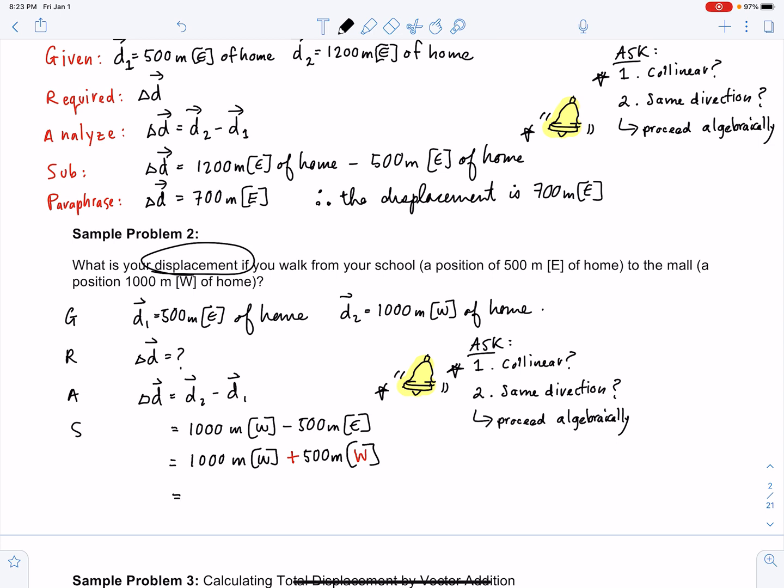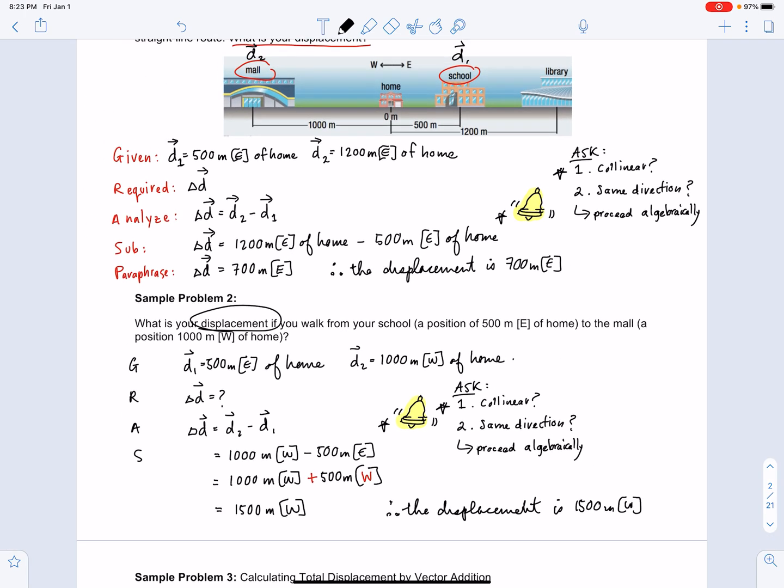Now they're both in the same direction. We have 1,000 meters west plus 500 meters west. So proceed algebraically. When you do so, you end up with 1,500 meters west. Therefore, the displacement is 1,500 meters west. Now, always look back to the diagram.